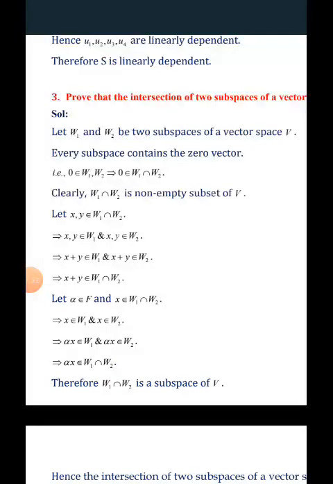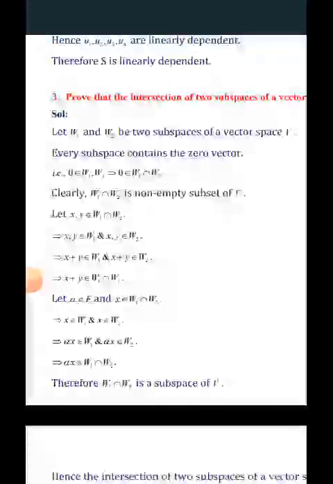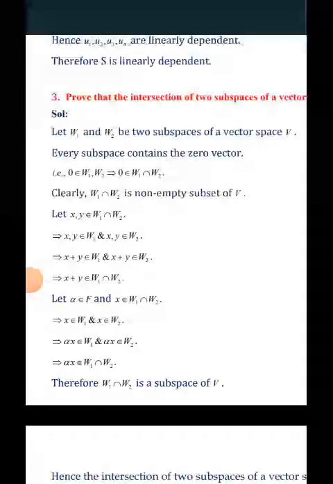Next let us take alpha belongs to F and x belongs to W1 intersection W2. Then x belongs to W1 and also x belongs to W2. Since W1 and W2 are subspaces, both satisfy scalar multiplication. Therefore alpha x belongs to W1 and also alpha x belongs to W2. So finally we get alpha x belongs to W1 intersection W2.